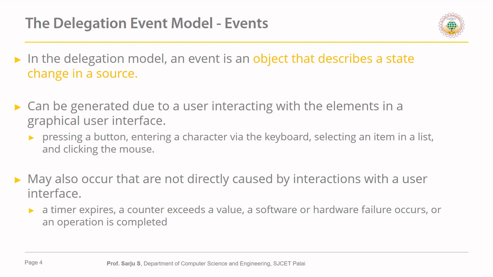Sometimes, if we design a timer in our program and the timer expires, we have to close some window. That's also an event. If a counter exceeds a certain value, we have to do something. That's another event. If a software or hardware failure occurs, that will also cause some events. When an operation is complete, for example, if we are copying a file and the file operation is finished, then we have to close the window. So events may also happen by other operations.